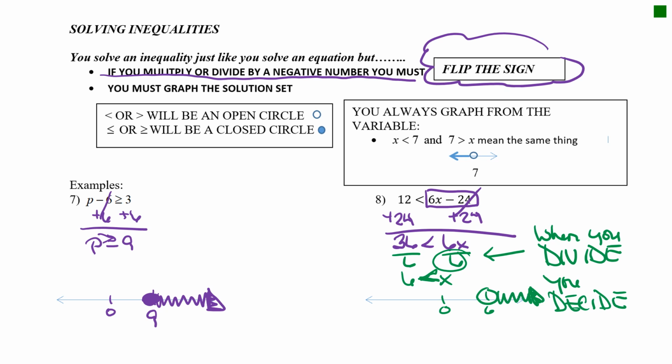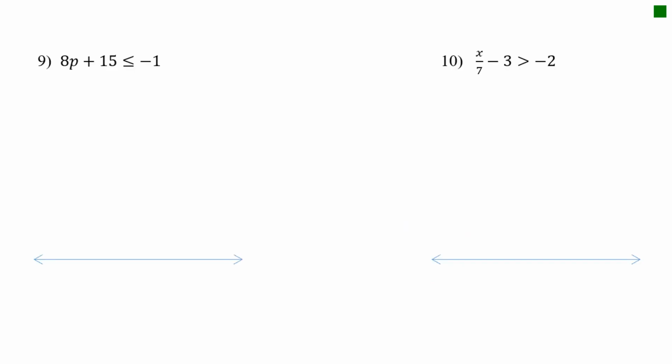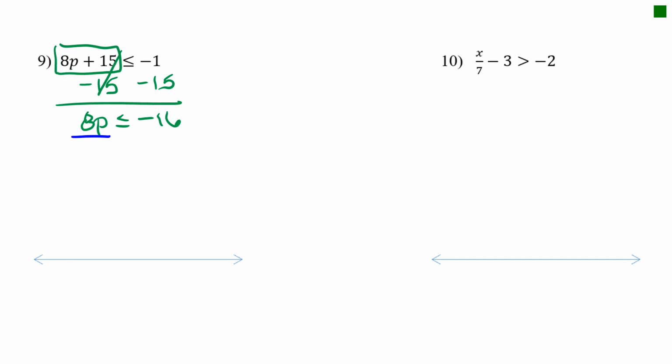So our answer has to be bigger than 6. Okay, on number 9, on the left-hand side over here, we've got 8p plus 15. We're going to subtract 15 to get started. So we have 8p is less than or equal to negative 16. At this point, we're going to divide by 8.